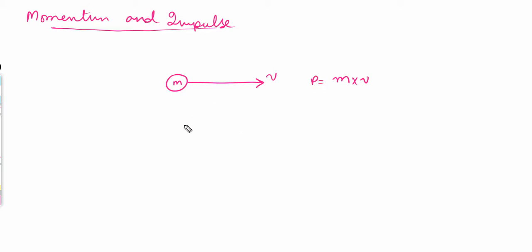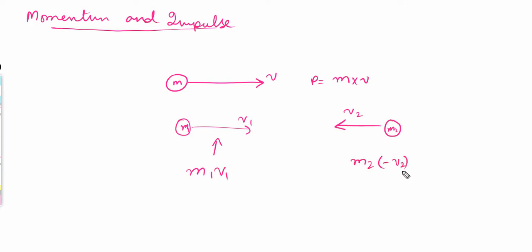And if there are two objects, this object is m1, going towards the right with velocity v1, and this object is m2, moving to the left with a velocity of v2. Then the momentum of this object will be m1 v1, and the momentum of this object will be m2 times negative v2, because we have taken the direction of velocity to the right as positive, so the direction of velocity to the left will be negative. So for this one, the momentum will be negative m2 v2.